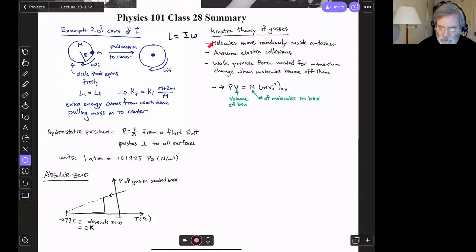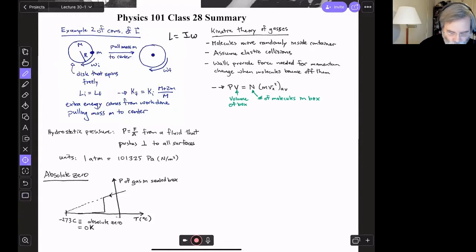And then we talked about the kinetic theory of gases, in which we assume that the gas molecules are moving around randomly, when they collide with the box wall, that it's an elastic collision, and the walls provide the forces needed to reverse the momentum of the molecule in the direction perpendicular to the surface of the box. And we use that to derive this equation, PV equals N times the average value of m v_x squared. So questions about any of that?